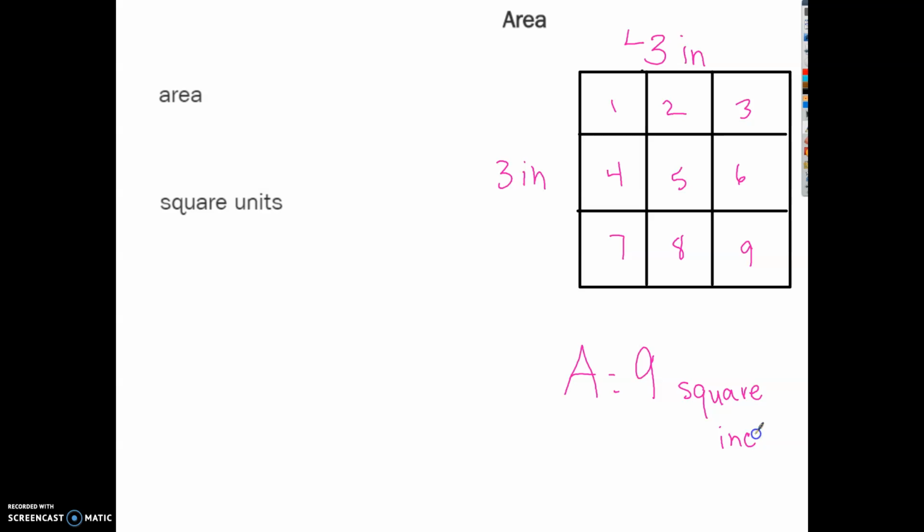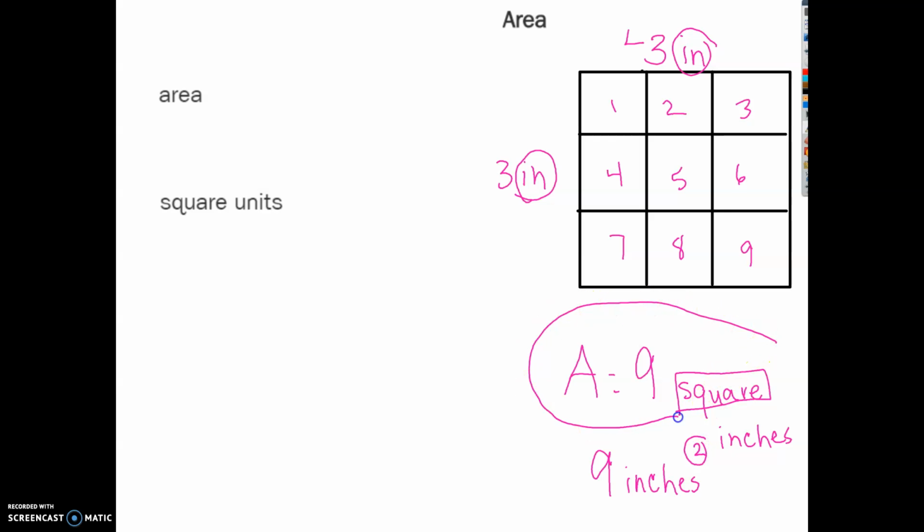Whatever I'm using as my unit, maybe it's inches, maybe it's centimeters, maybe it's feet, I have to use the word square first for area. Another way that I can write that would be 9 inches squared. That little 2 means square. But mostly in 3rd grade, we write it like this.